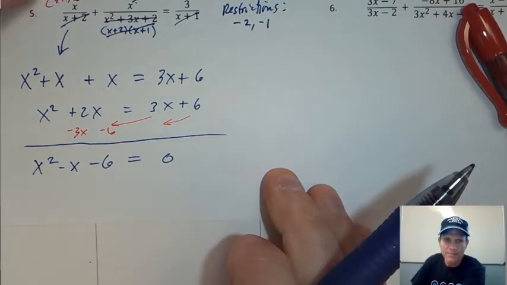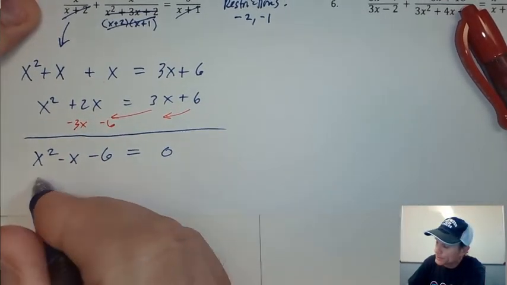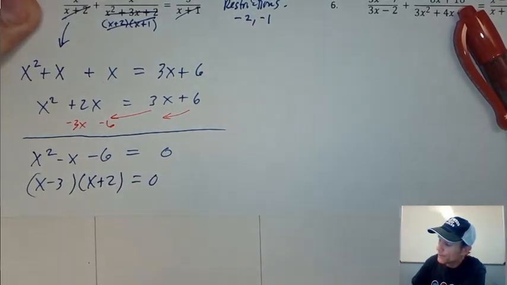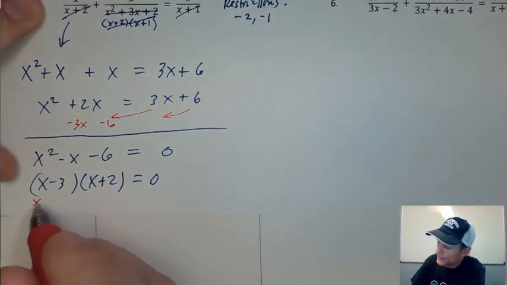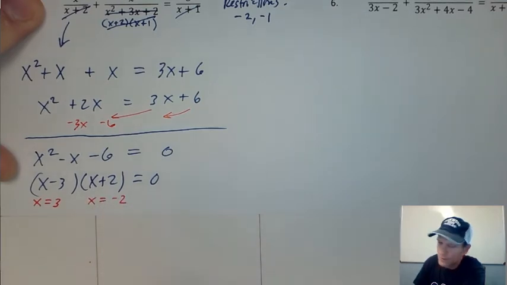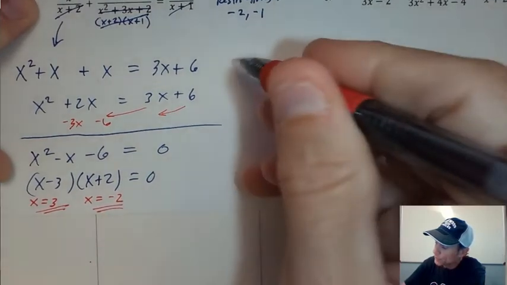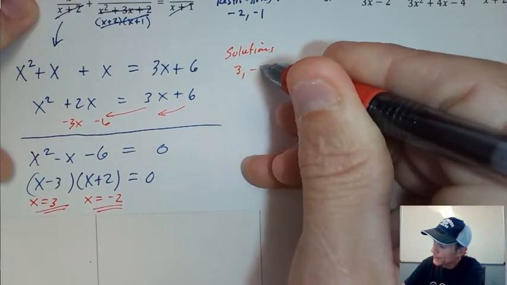I'm going to factor that to x minus 3, x plus 2. And then using the zero product property, I get x equals 3 and x equals -2. Remember you can set those both equal to 0 and solve. So my solutions are 3 and -2.